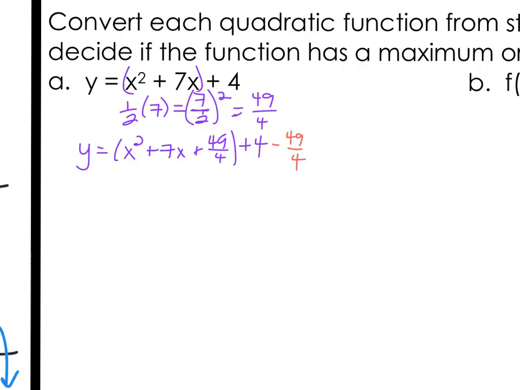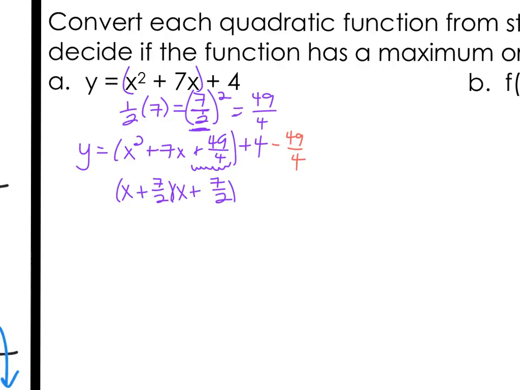All right, now it's time to factor. Think to yourself, what are two numbers that multiply to get 49 fourths, but add to get positive 7? 7 halves and 7 halves. It's always the answer in the middle of step 2. Keep that in mind. So we're going to separate our x squared into x times x, and then 7 halves and 7 halves, and they're both positive.